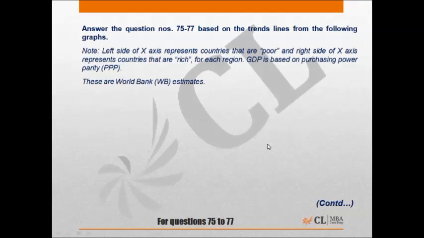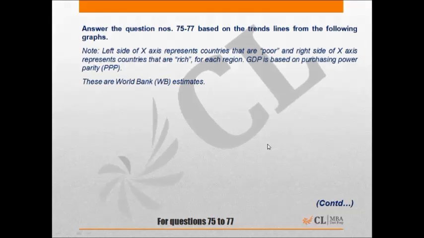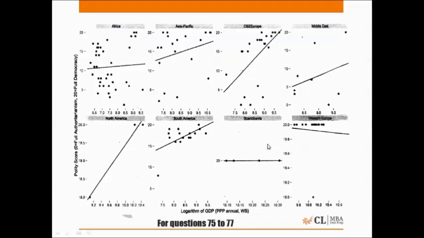The graph of this problem is shown on the next slide. So after reading whatever is written as basic info, I'll explain everything through the graph. Here it is given that left side of x-axis represents countries that are poor and right side of x-axis represents countries that are rich. For each region, GDP is based on purchasing power parity. These are World Bank estimates.